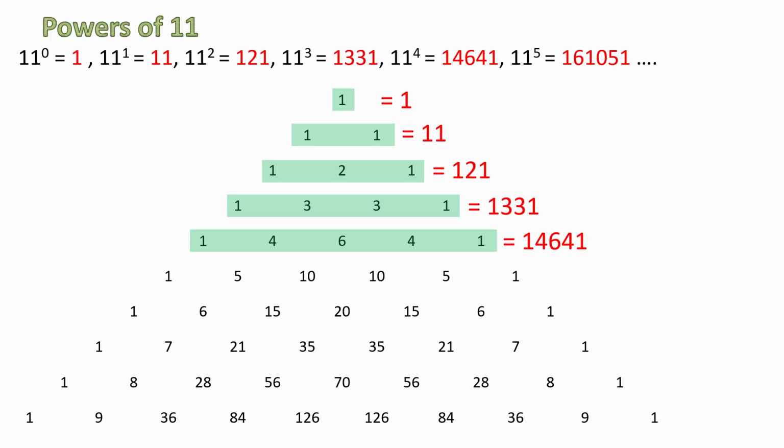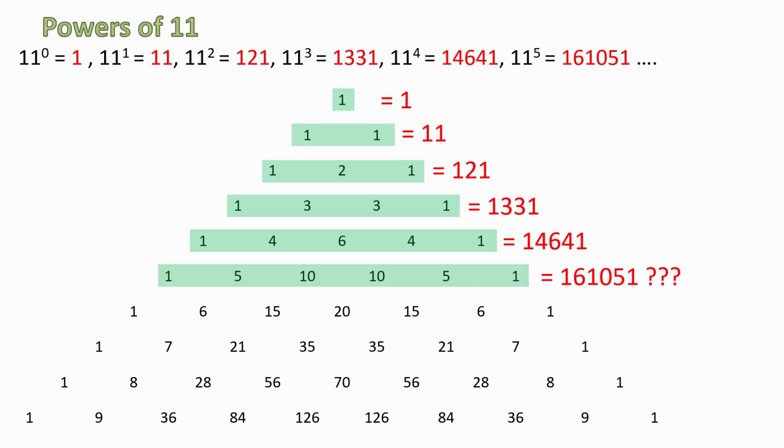All seems fine at this point, doesn't it? What about the next row? It seems there's a problem. We have the numbers 1, 5, 10, 10, 5 and 1, and we know that we should be getting 11 to the power of 5, which is supposed to be 161,051. Do you think this method only works for up to 11 to the power of 4? In fact, it works for all rows, as I'll show you.